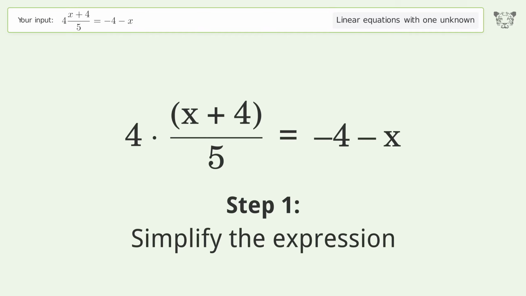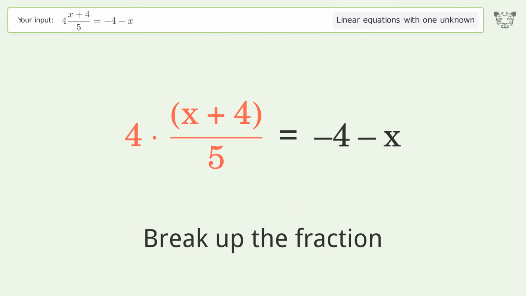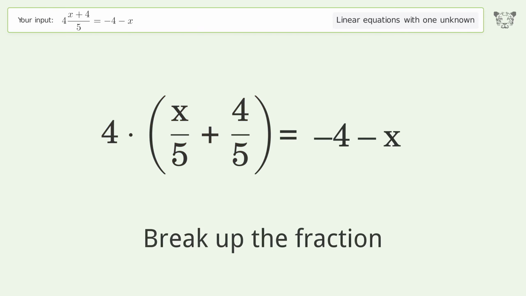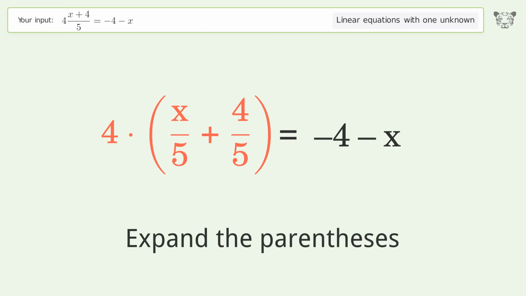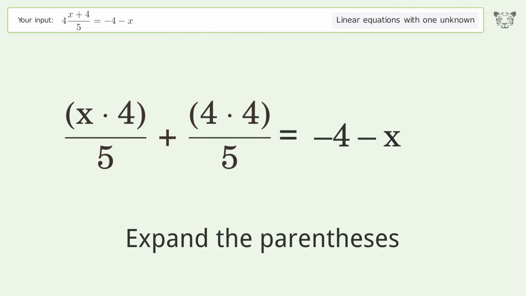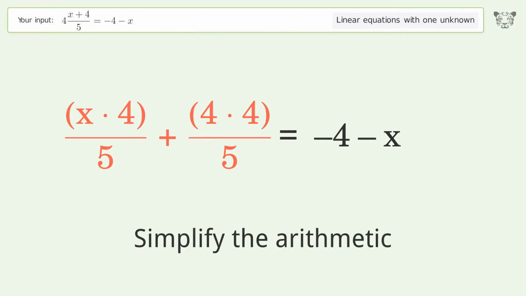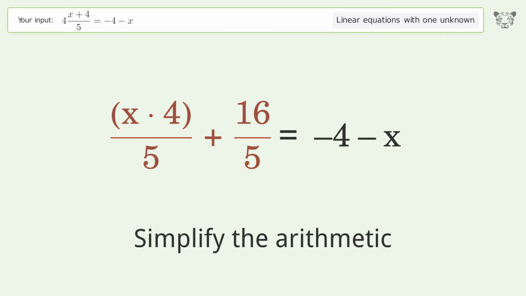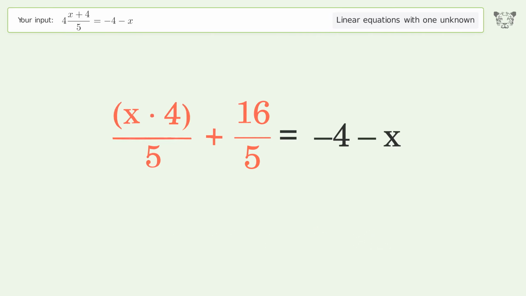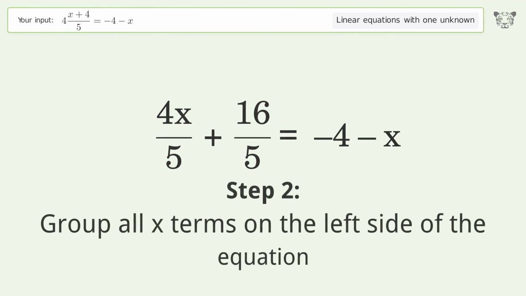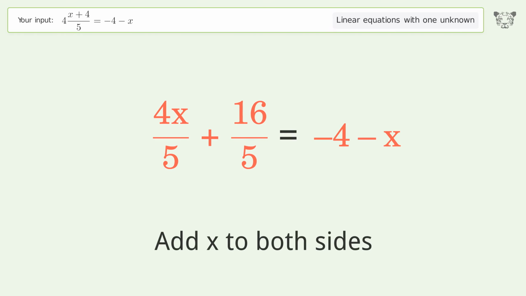Simplify the expression. Break up the fraction. Expand the parentheses. Simplify the arithmetic. Group all x terms on the left side of the equation. Add x to both sides.